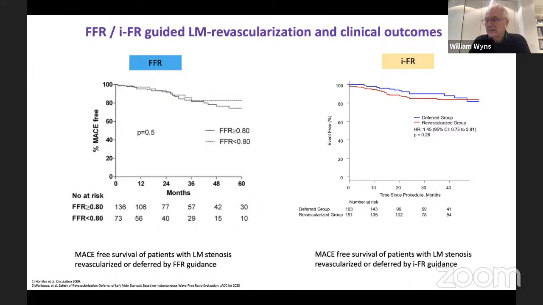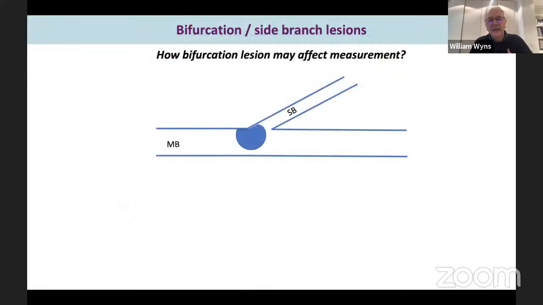Again, this is not randomized. It will never be randomized, obviously, but I think it is important data, even though the numbers, as you can see, are relatively small. And that's why I said from the onset, perhaps we shouldn't weigh too heavily on physiology for decisions in left main intervention. But that's my viewpoint. This brings us to bifurcation, and I'm handing over to Mattia.